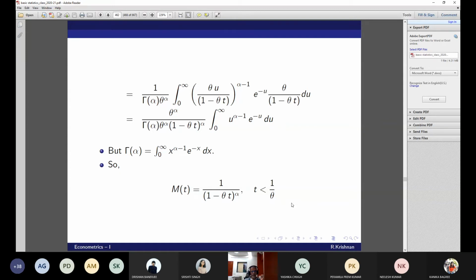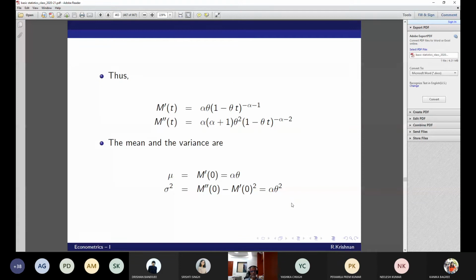Now, what will be the moment generating function? To do that, what will be M prime t? This will be M prime t and M double prime t, so that the mean and the variance are alpha theta and alpha theta square.